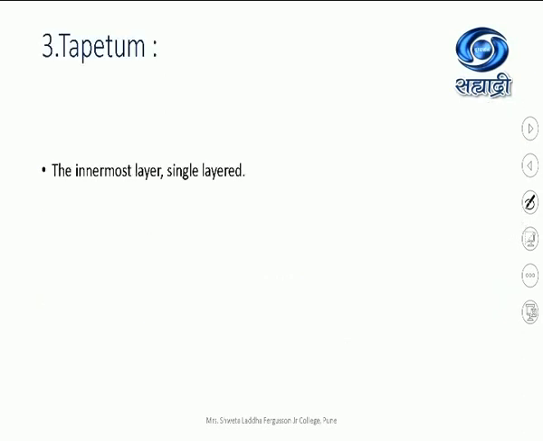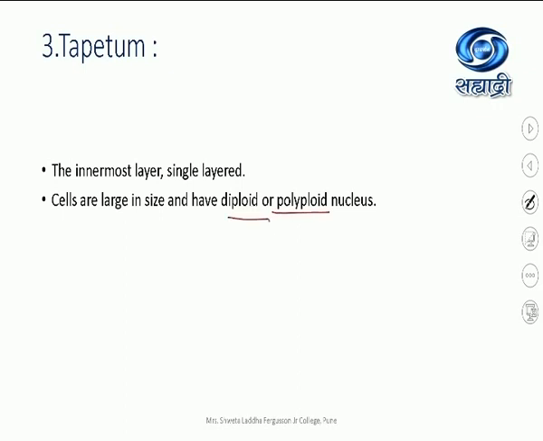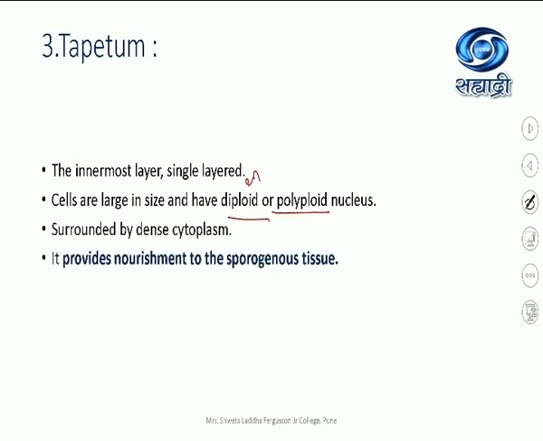Inner to it lies the tapetum, the most important and interesting layer. It is the innermost layer, single layered. Cells are large in size and they have a diploid or polyploid nucleus. What do you mean by polyploid? Diploid means two sets of chromosomes. Polyploid means many sets of chromosomes are present in the nucleus of the tapetum. And they are surrounded by dense cytoplasm.